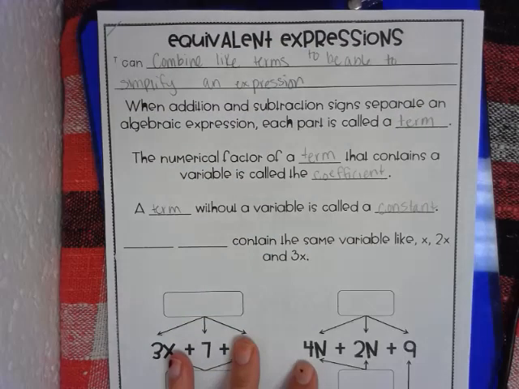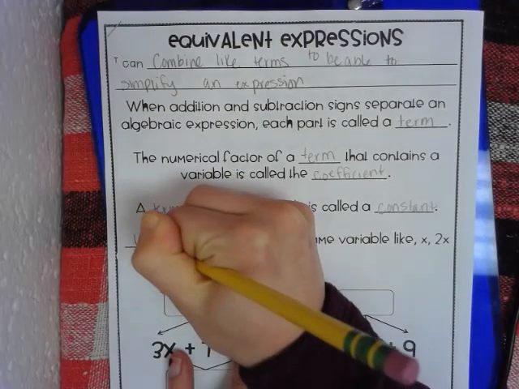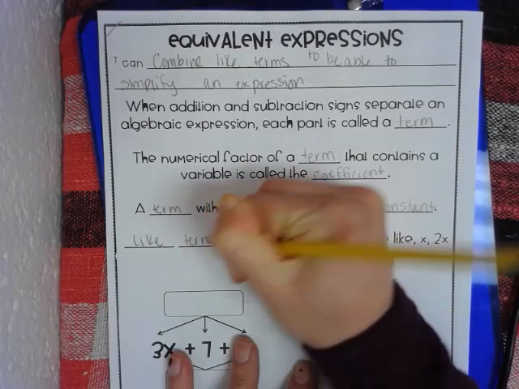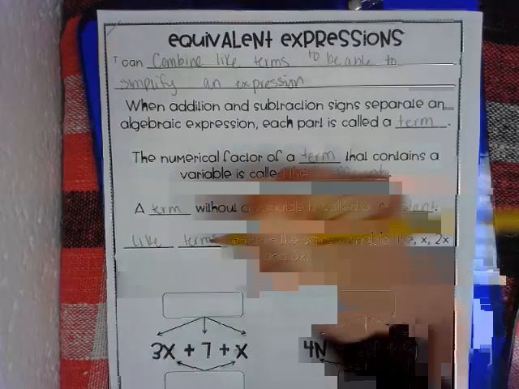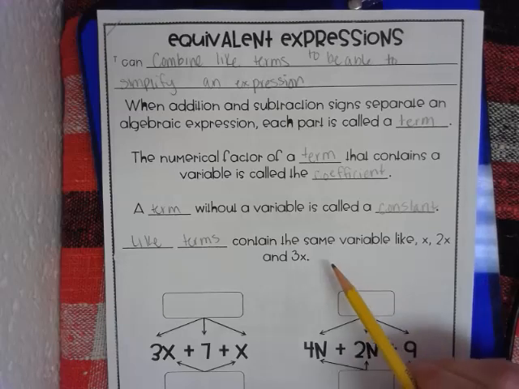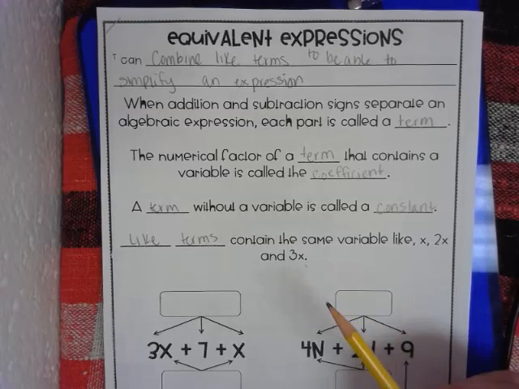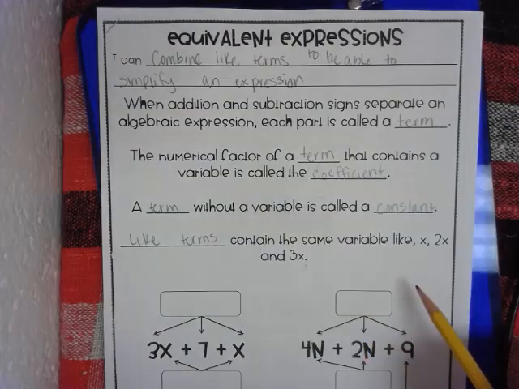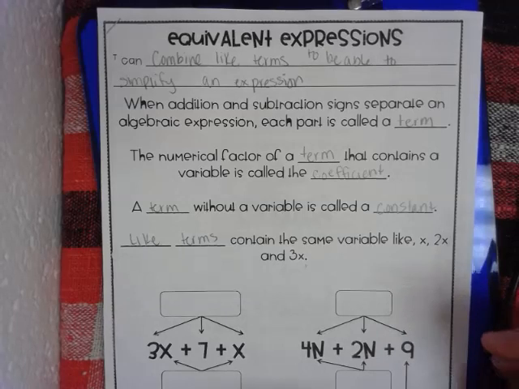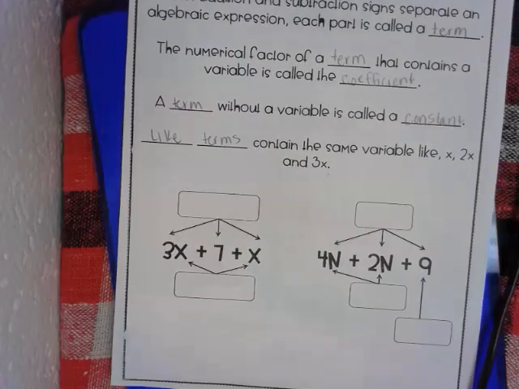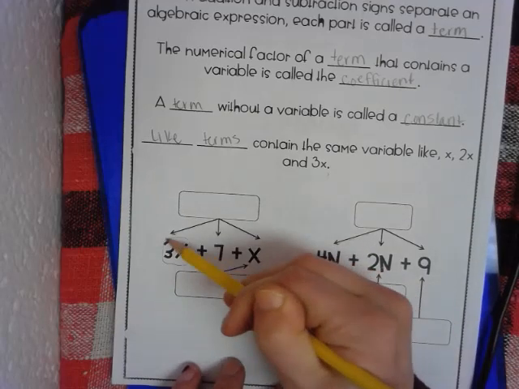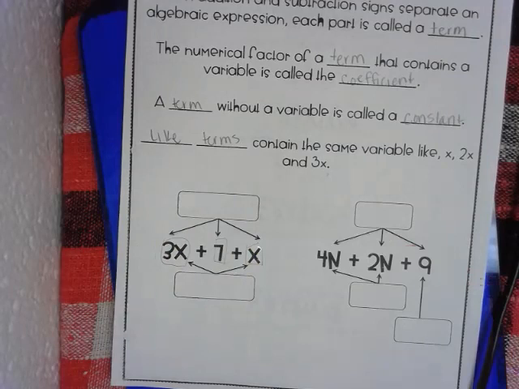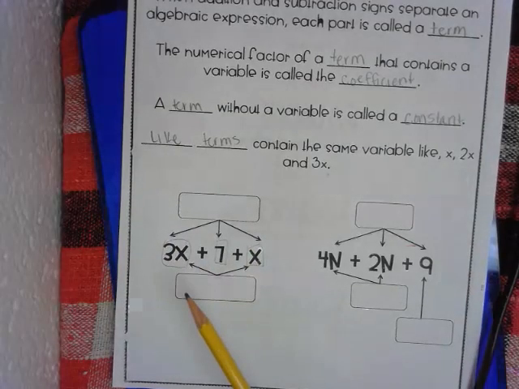Right? And then like terms contain the same variable. So like x, 2x, and 3x, they all have x in it, so they're all called like terms. So the goal here is to really combine terms that have a similar variable in it. So if we look at this first example, we're going to count how many terms they have. Okay, so this one has 1, 2, and 3 terms. Again, terms are separated by an addition or subtraction symbol. Okay, so we're going to write 3 terms up here.